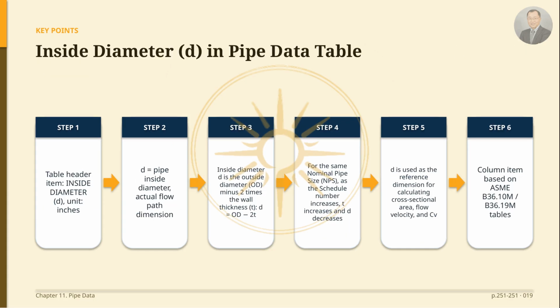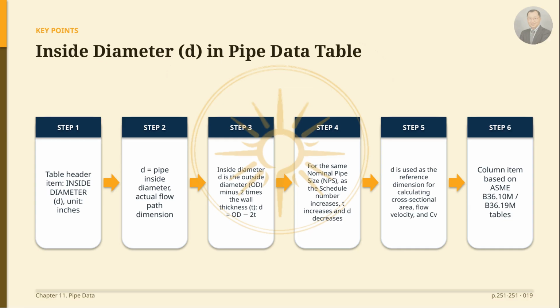The inside diameter item in the piping data table defines the dimension of the actual path where the fluid flows, and it is determined by subtracting twice the wall thickness from the outside diameter. For example, even for the same nominal diameter, if the schedule number increases, the wall thickness T increases, causing the inside diameter d to decrease.